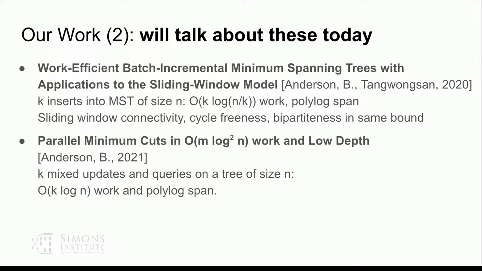One is for batch incremental minimum spanning trees. Okay, so we want to basically add batches of edges to a minimum spanning tree in parallel. And that in turn has applications to various other algorithms you might want to implement. It particularly allows you to do the general sliding window, which actually allows you to delete edges in a structured way. And then we'll talk about parallel min cuts, which might not seem like a dynamic algorithms problem, but inside of min cuts, we make heavy use of dynamic algorithms. And this is where you need sequences of updates and queries in most of the min cut algorithms. So we need to support these. Questions?